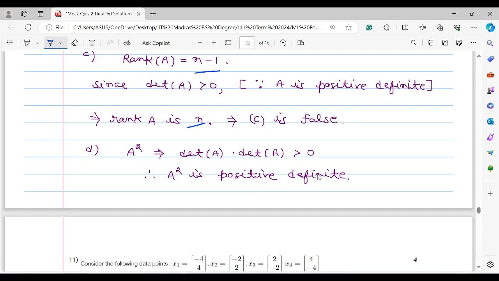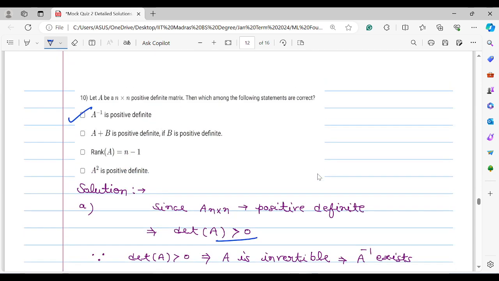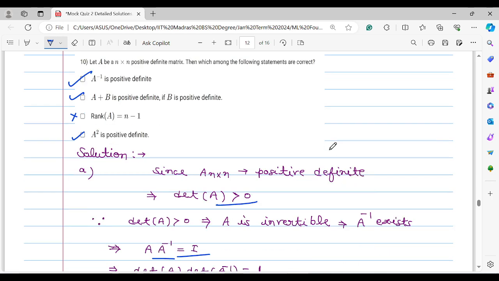And for A square, the determinant of A multiplied by the determinant of A is greater than 0. So this implies that A square is positive definite. So this option is correct. C is incorrect, and this is also correct. So A, B, and D are correct.